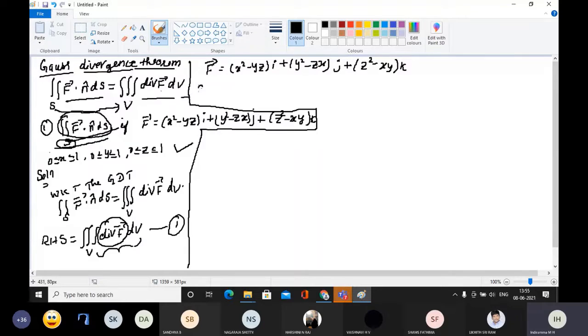I want to find out div f. How to find div f? Div f means del dot vector f. Have all of you forgotten already? What is del? Del is dou by dou x i cap plus dou by dou y j cap plus dou by dou z k cap.